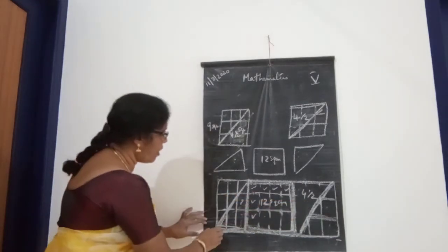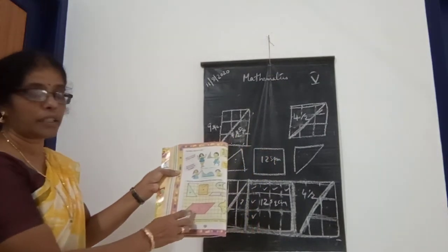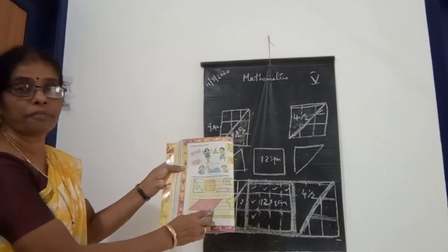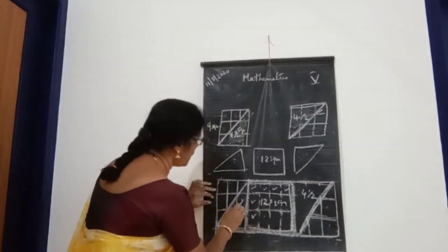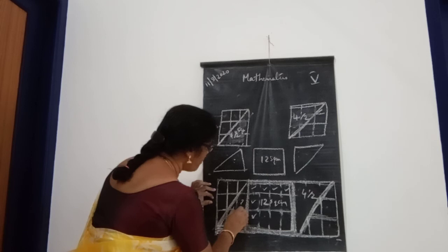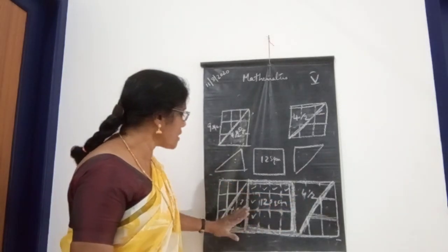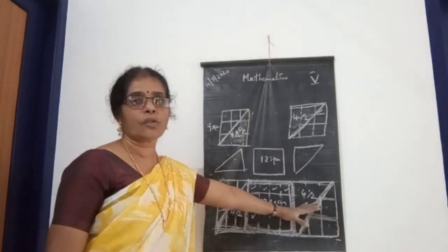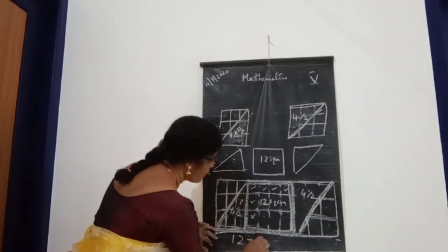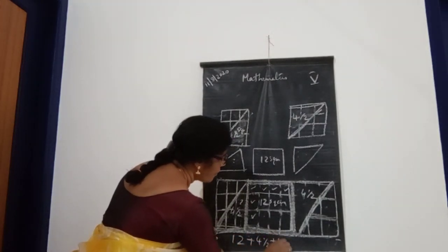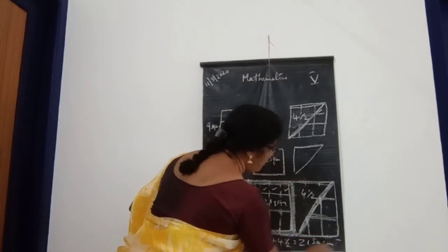So the area of this figure, what is the area of this figure? The area of this figure is 12 square centimeter plus 4.5 square centimeter plus 4.5 square centimeter. That means 12 plus 4.5 plus 4.5, that is 12 plus 9. That is 21 square centimeter.